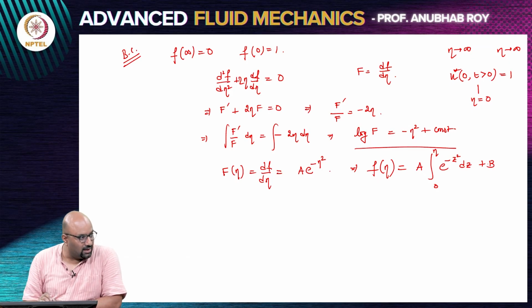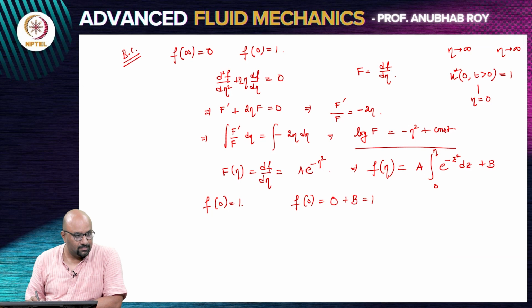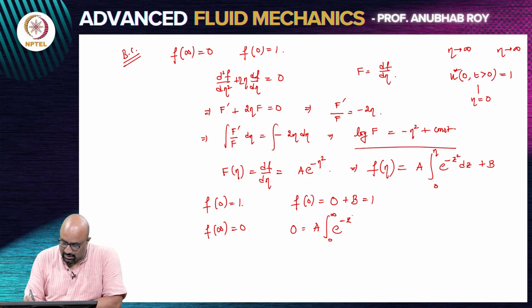Now, I have to apply the boundary conditions. The boundary condition is that f at 0 is equal to 1. So, f at 0 means the first term obviously goes to 0, the second term survives, which means b is equal to 1. And then the other boundary condition is f of infinity is equal to 0, which is 0 is equal to a times the integral from 0 to infinity of exponential of minus z square dz, plus 1.